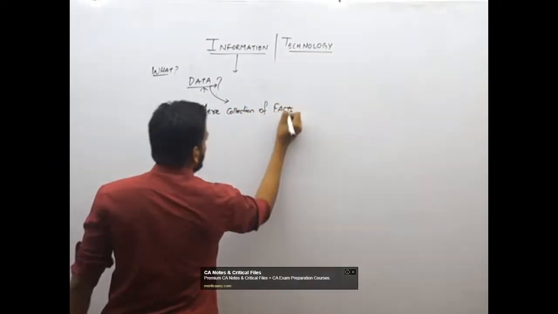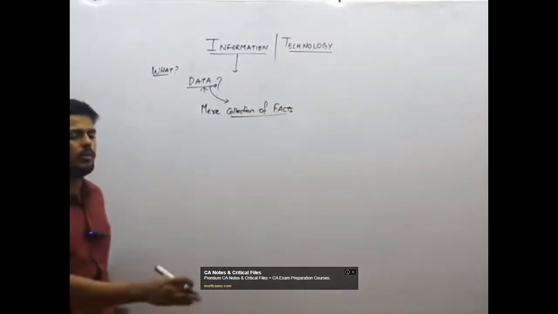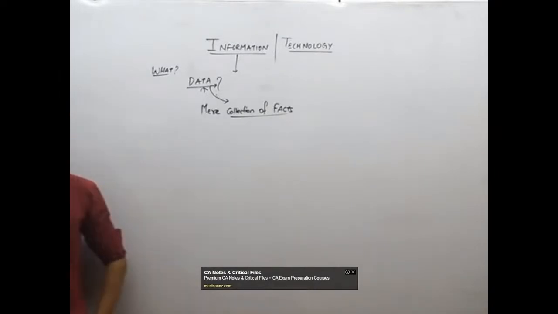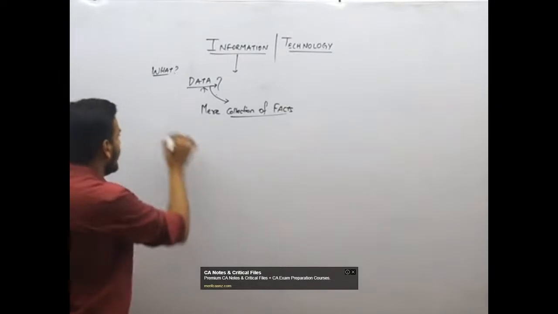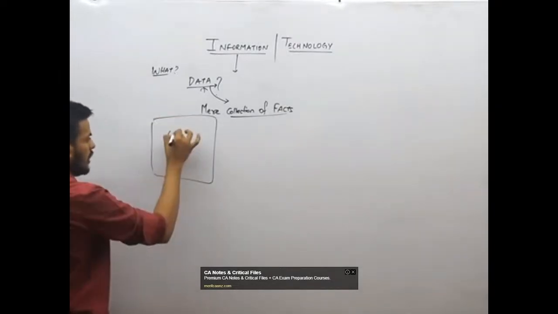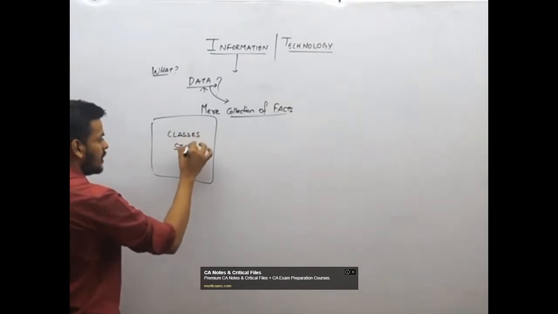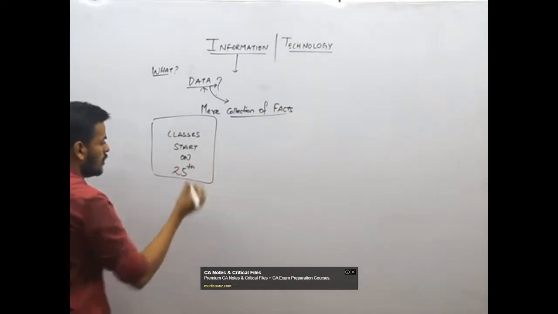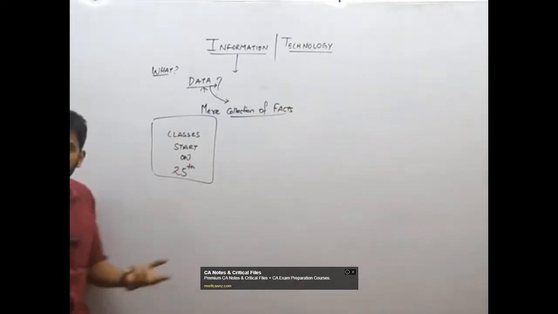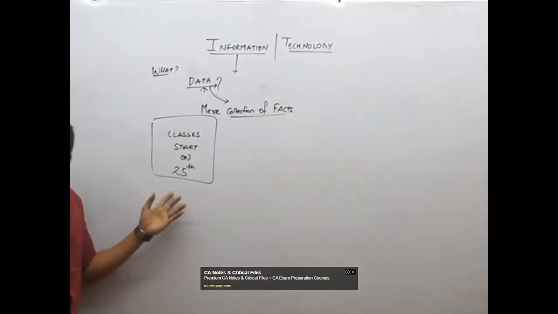Let me throw an example to make this concept a little more clear. For example, when you're walking, you saw a banner which reads, classes start on the 25th. It was saying that classes start on 25th. Is it a fact that classes are starting somewhere? Yeah, it's a fact. Classes are starting.